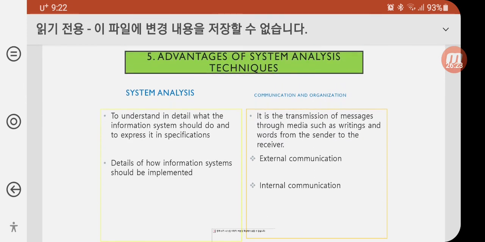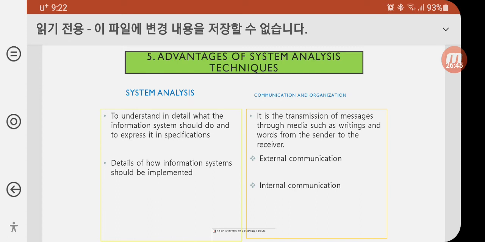System analysis is to understand in detail what the information system should do and to express it in specifications. Then, details of how the information system should be implemented.